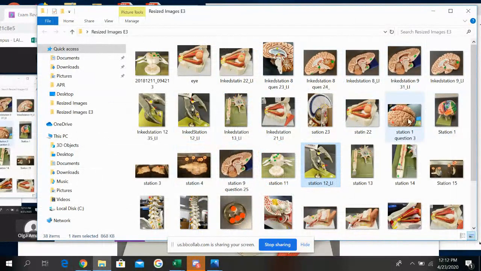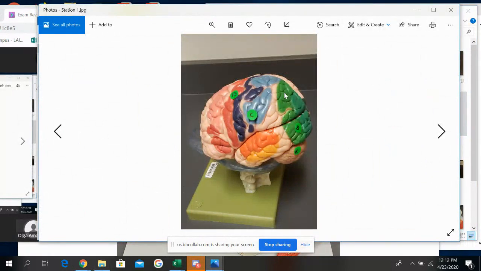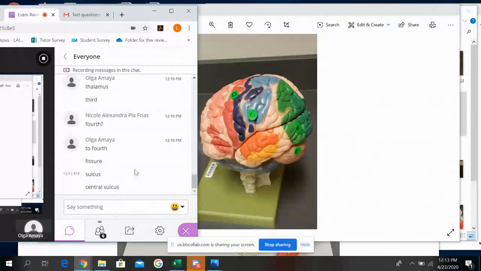Brain, let's look at another version of the brain. Okay, awesome. So can anyone tell me what this is right here? It's a line that divides the frontal from the parietal. It also separates your primary motor neuron from your... what is it called? Your central sulcus. Very good. Yes, that's your central sulcus. It divides your primary motor neuron from your primary sensory neuron.